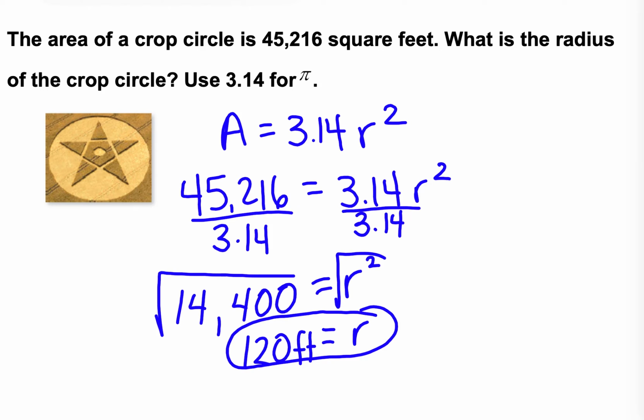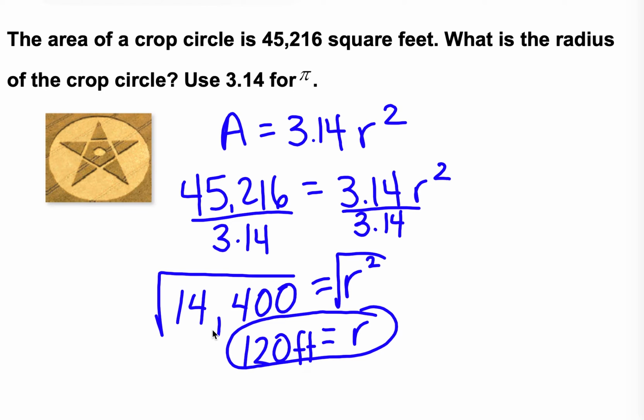So if you think back to chapter 8, our formula for the area of a circle is area equals pi times radius squared. They told us to use 3.14 for pi. So we substituted by putting in our area in for A. We had to get R by itself, and this is multiplication. We cancel out multiplication with division. So I divided both sides by 3.14. When I did 45,216 divided by 3.14, I get 14,400.